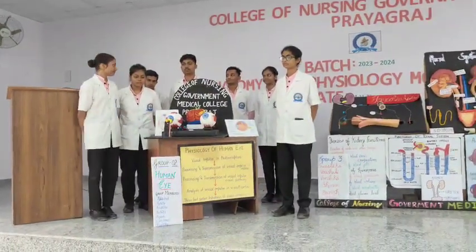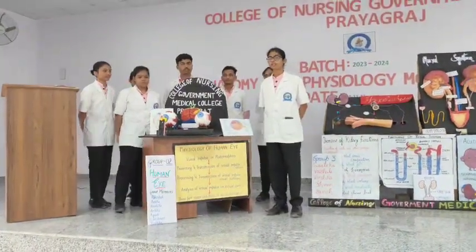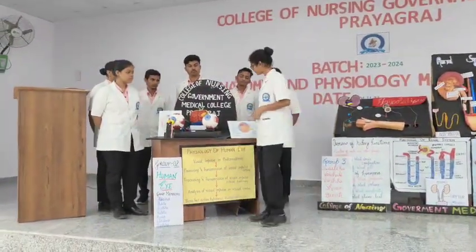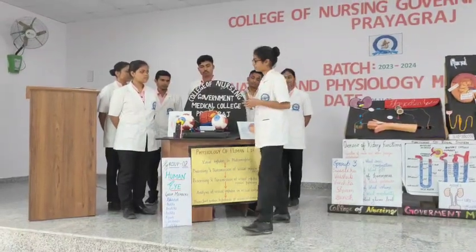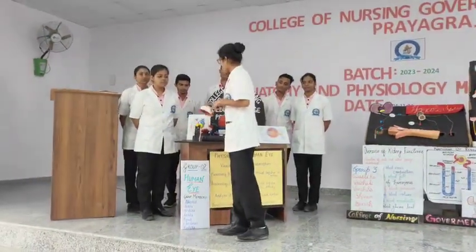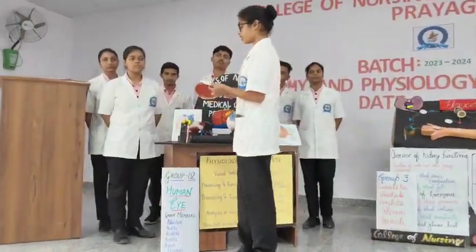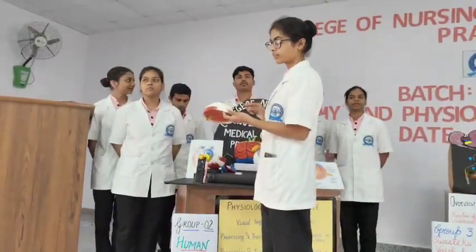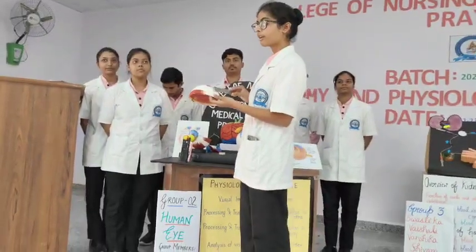Thank you. I am going to tell you about the parts of the human eye. The human eyeball is made up of 3 layers. The upper layer is the sclera, which protects the human eye, and it is the tough and white layer.